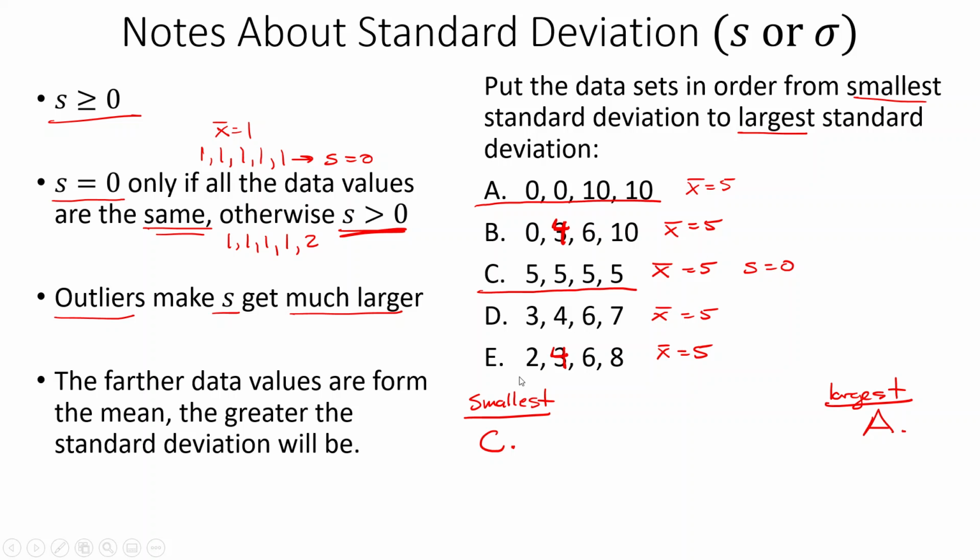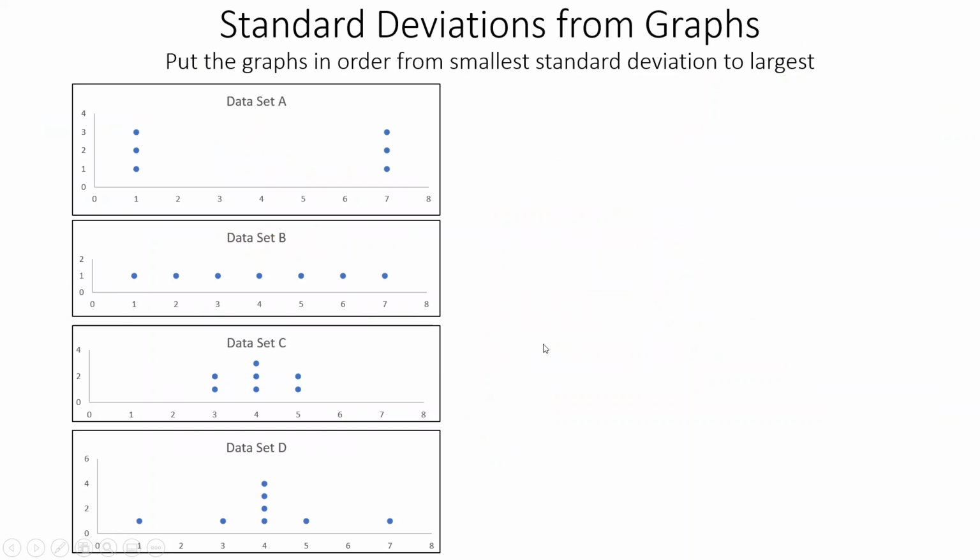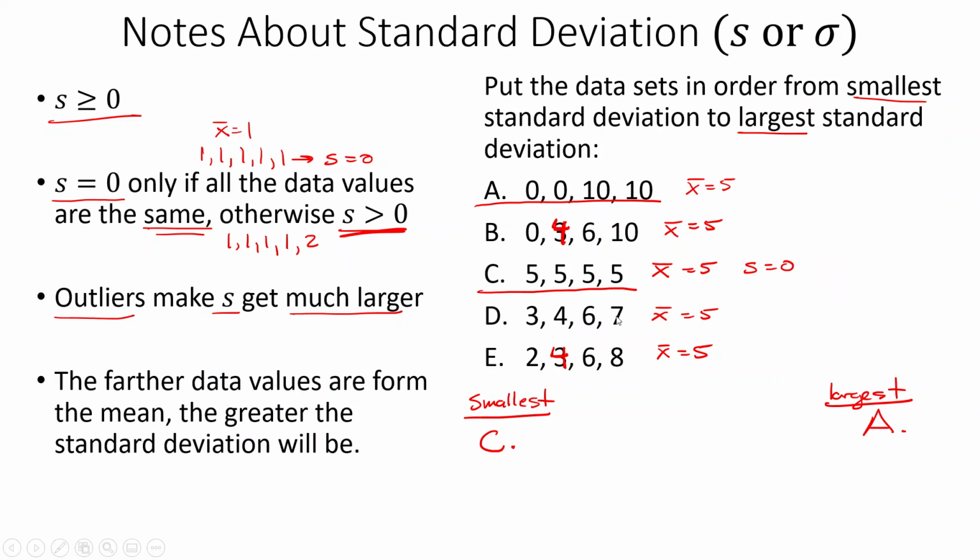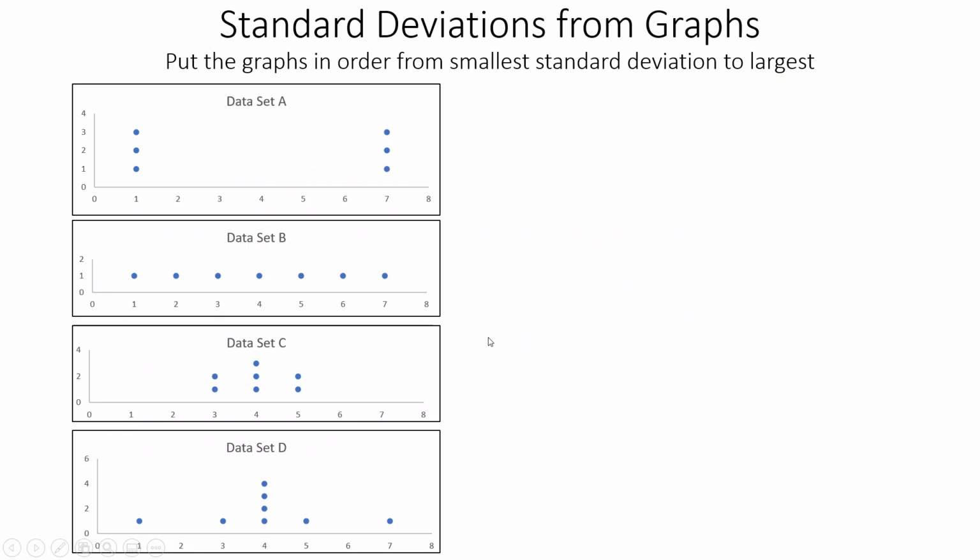Now we say, okay, well, what's the next smallest? Which ones are next closest together? So we've got 0, 4, 6, and 10. 0 and 10 are pretty far away from 5. 3, 4, 6, and 7. Well, it doesn't have any 0 and 10, so this is definitely smaller than this guy. 2, 4, 6, 7. Well, the 4s and the 6s will have the same deviation. The 2 is going to be more than the 3. And the 7 is going to be less than the 8. So D is actually going to be the smaller one out of these guys.